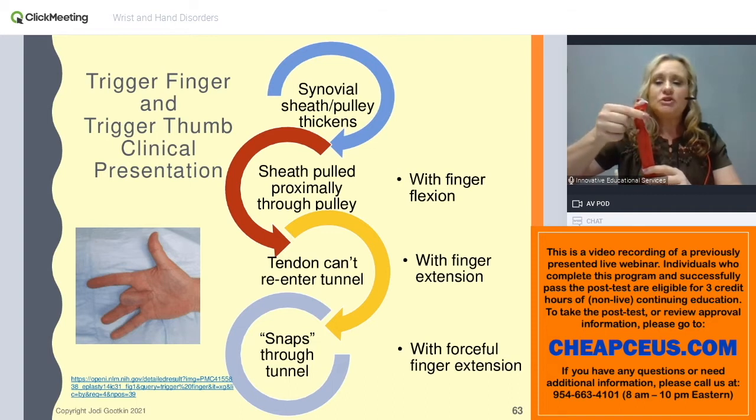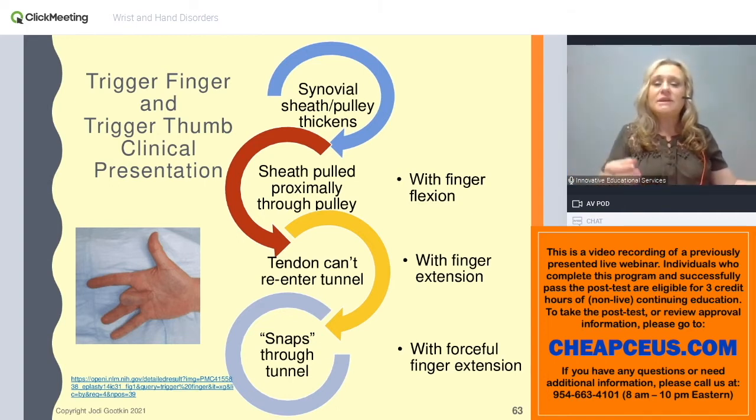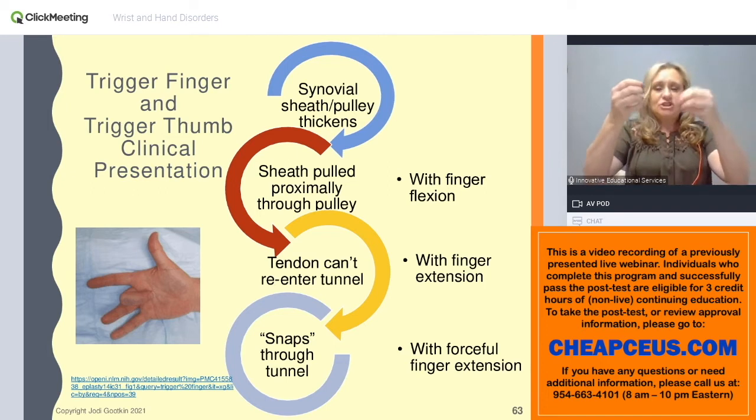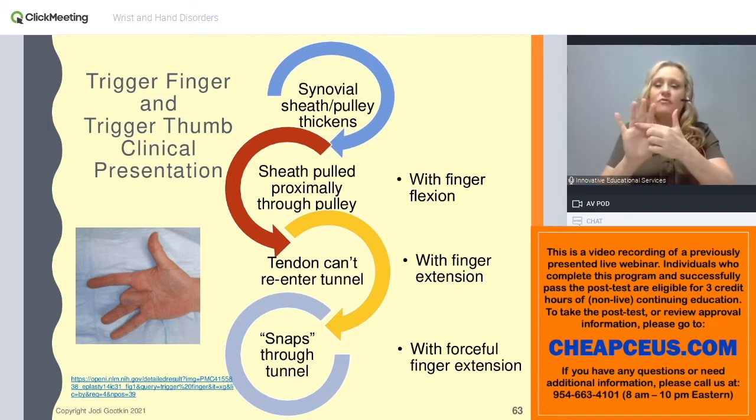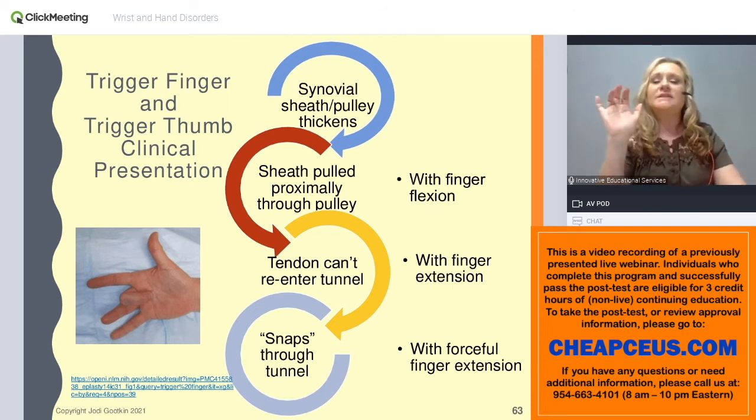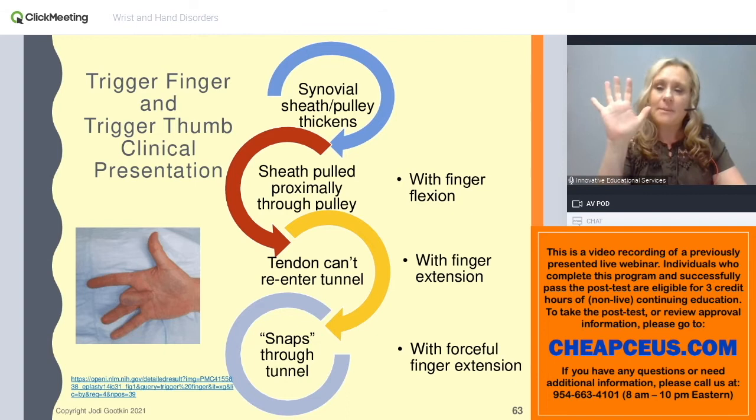Now, if it's not too progressed, maybe the individual can still extend. But as the pathology progresses, not only does that sheath become restricted, but the ring itself becomes irritated and hypertrophied. Now we have a smaller space and it can't get through. And that's why the triggering is the popping up.